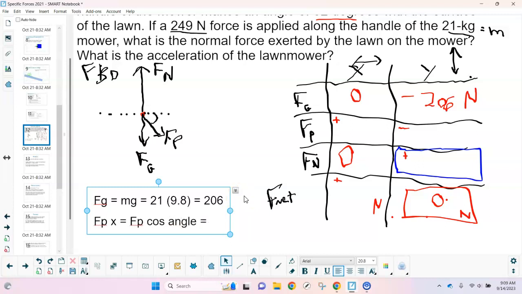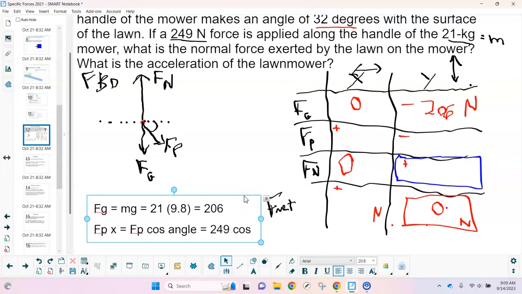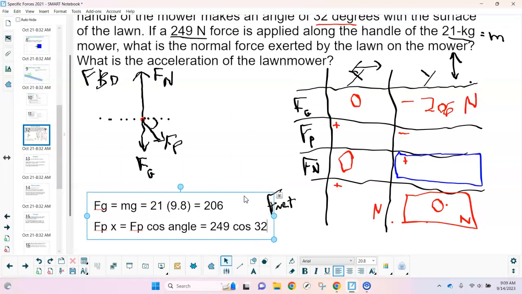So Fp, it said, was 249, because there's a 249 Newton force. And you're going to multiply that by the cosine of the angle that it's applied at. And it says, previously up here, that the angle was 32 degrees. So that's going to be that. You're going to put that in your calculator, and it's going to tell you something like 211.2 is the value for that one. And it would still be newtons because it's a force.